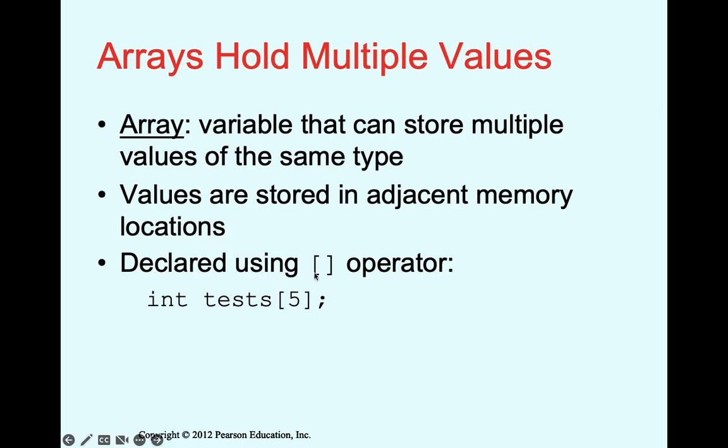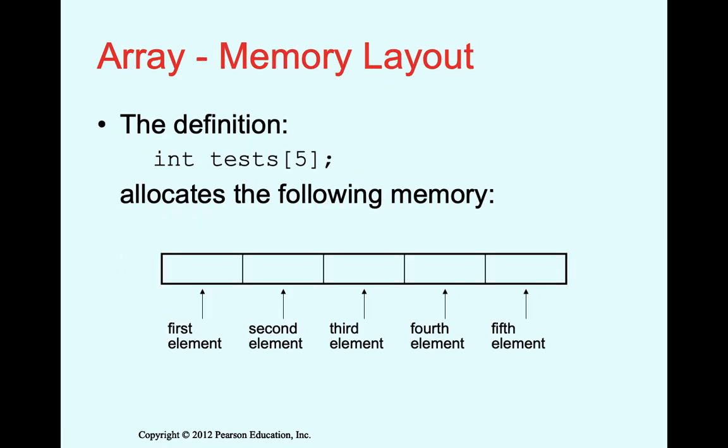For example, we can declare it with square brackets. So int test[5] will declare an array of 5 elements. When we define it like this, it creates 5 spaces, like 5 variables, but all of them have the same name, test, and they are all of the same type, integer. This is the first element, second element, third element, fourth element, fifth element.